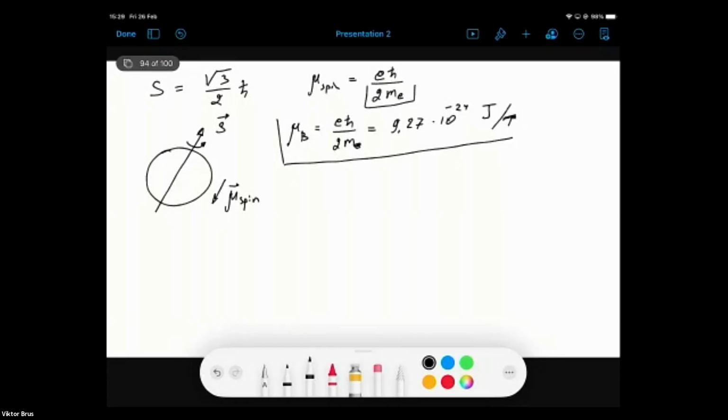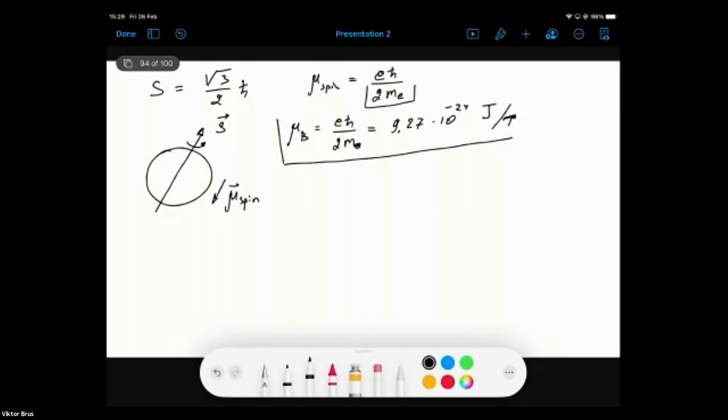As I mentioned, neutrons and protons also possess this spin angular momentum, but their magnitude is much smaller because the mass is like 3 orders of magnitude larger than the mass of electrons.